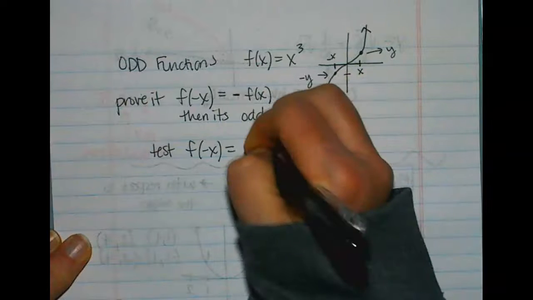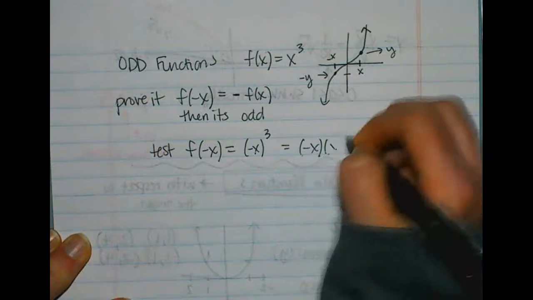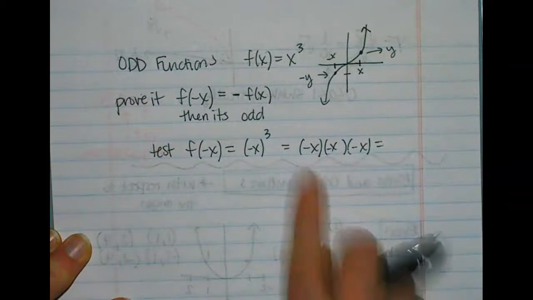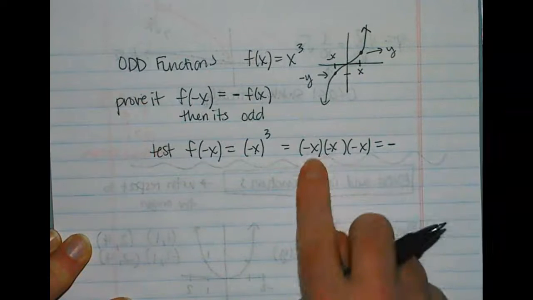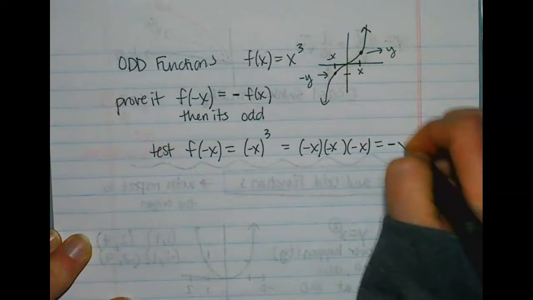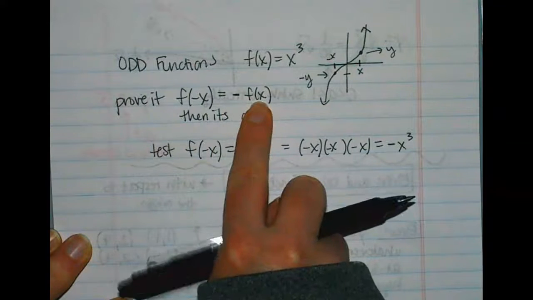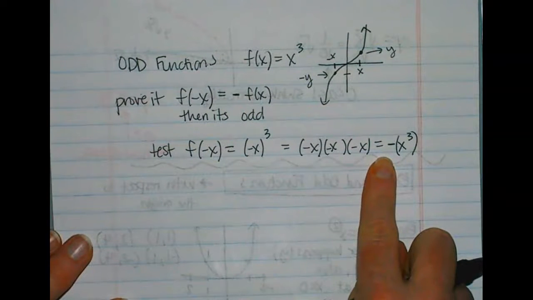So I put negative x right here, and that means negative x times negative x times negative x, and that is equal to negative times negative times negative, which is negative. x times x times x is x cubed, and this is negative on the outside of the function. I was given x cubed, and I have a negative in the front. That makes this an odd function. It's also called symmetric with respect to the origin.